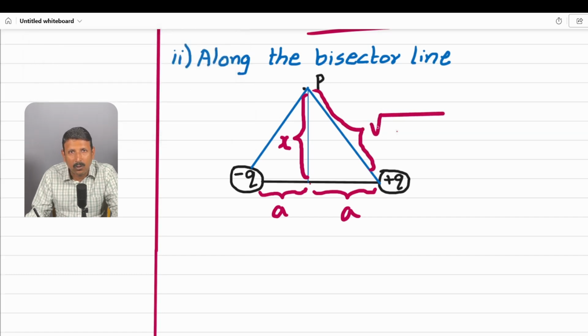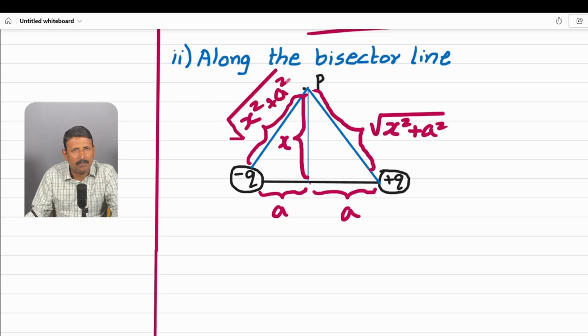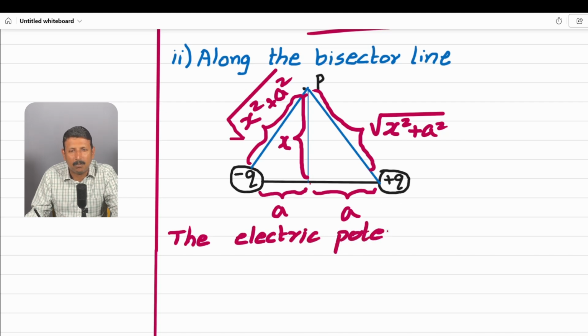Now using Pythagoras theorem, you can write this hypotenuse as the square root of x square plus a square. Pythagoras theorem, everybody knows, right? That applies here directly. Similarly, we can write the left side also because it looks like an isosceles triangle: x square plus a square. Now the work is easy, the same as before. Potential due to plus q charge we will write at the point P. After that we will write potential at P due to minus q charge. The same method we will follow.